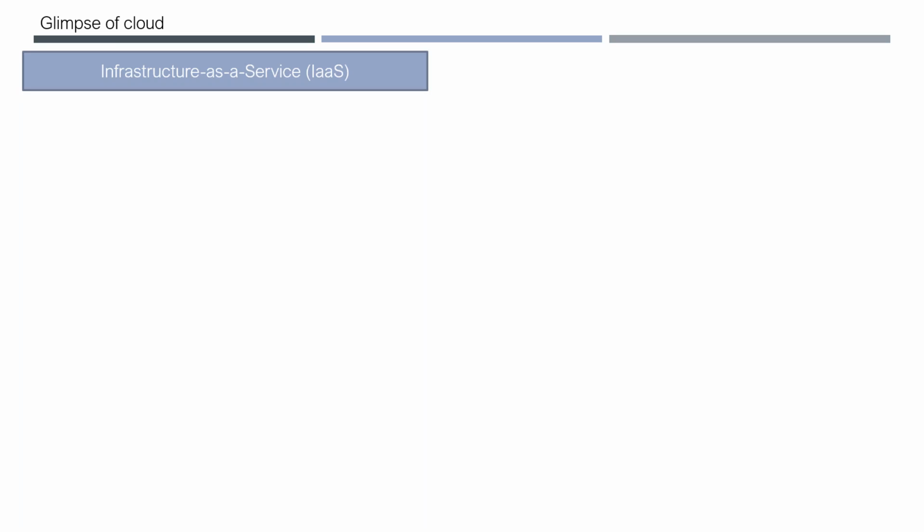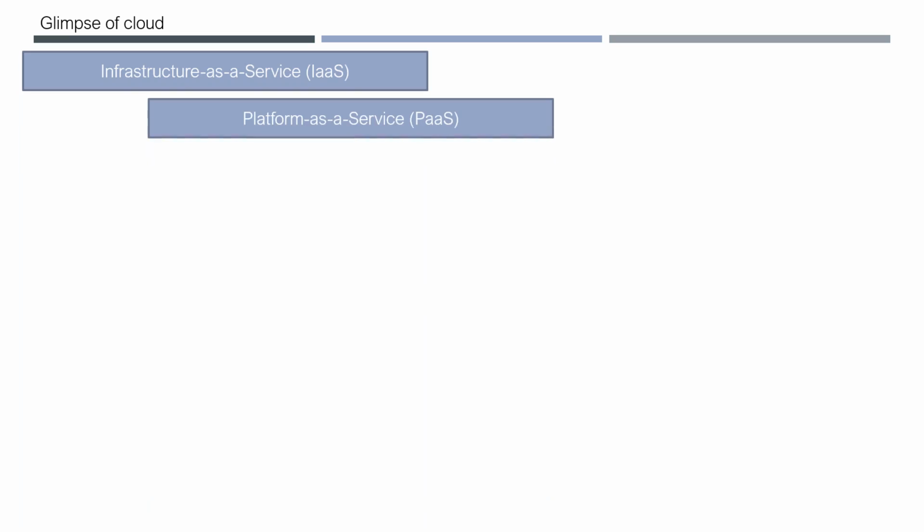If you want to have a virtual machine, you can simply go ahead and create a virtual machine in cloud and use it. When you are using only these kinds of things like virtual machines or storage, that is infrastructure as a service. And then you have platform as a service.